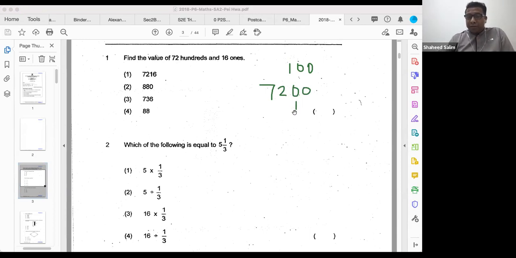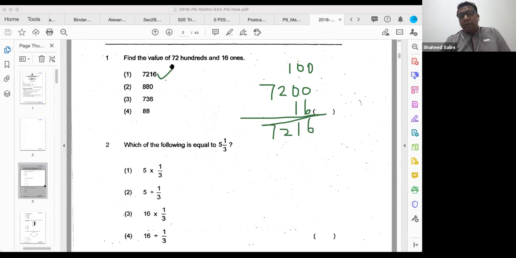Plus 16 ones. Come on. I'm giving you the answer for the first one: 7, 2, 1, 6. You must plus them together, number 1. I repeat, 7,200, 100, you must add 2 zeros. 100, there are 2 zeros. Then you plus by 16.